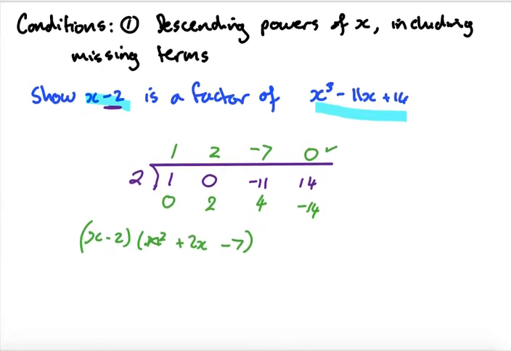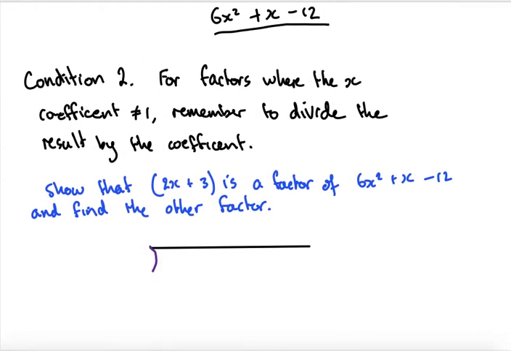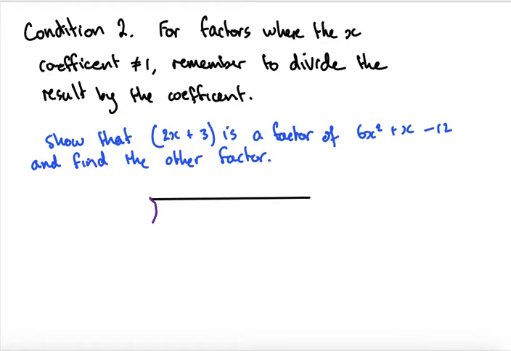Let's take another condition. This one here, condition 2. For the factors where the x coefficient does not equal 1, for example, here we've got 6x squared, not 1x squared, remember to divide the result by the coefficient, the result being the top line there. So we're going to show that 2x plus 3 is a factor of that. So we want the solution to 2x plus 3, which is negative 3 over 2.